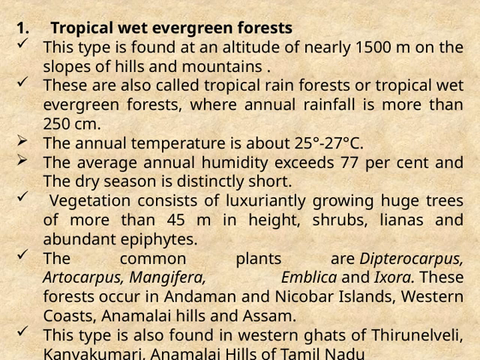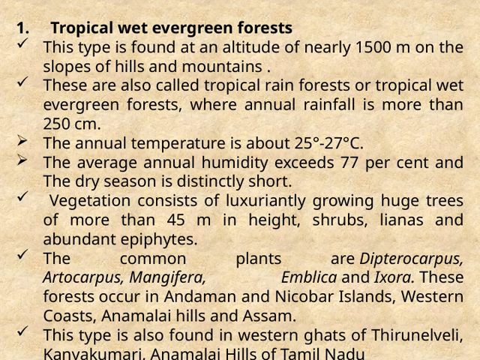The vegetation in these forests is truly remarkable. You will find enormous trees that can grow over 45 meters tall, along with a variety of shrubs, lianas, and a wealth of epiphytes, which are plants that grow on other plants. Some of the common plant species include Dipterocarpus, Artocarpus, Mangifera, Imblica, and Ixora.